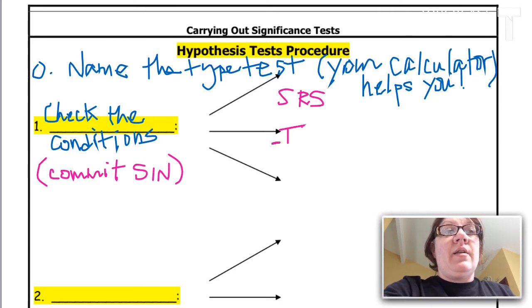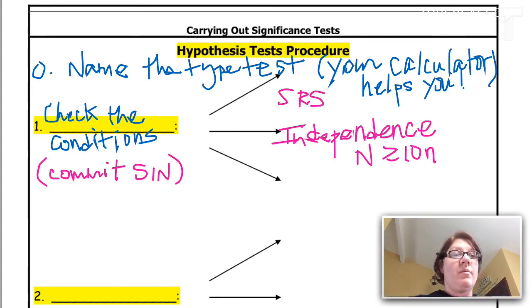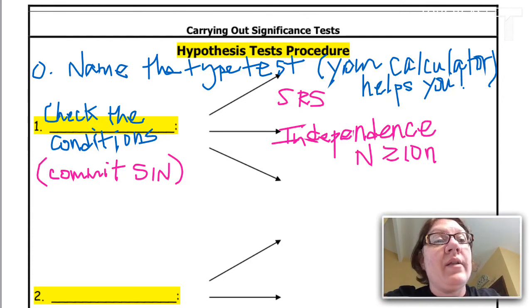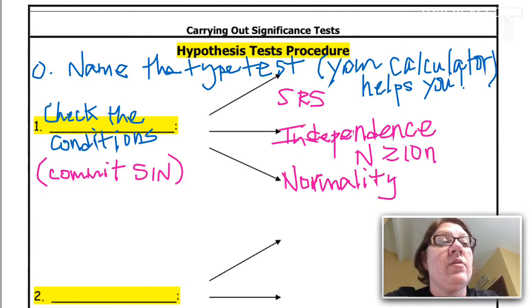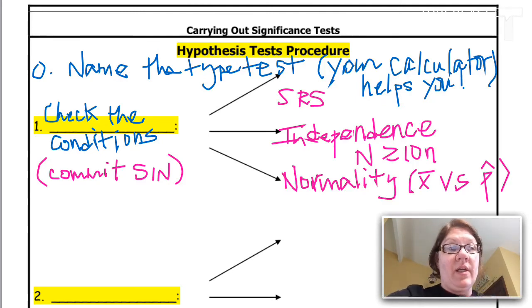And independence, but the way that we check independence is by making sure that the probability rules are preserved. That's the importance of independence. And so we check it by assuming that n, capital N, is greater than or equal to 10n. And then your normality check. And remember, dependent upon whether you are doing means or proportions, the rules are a little different. So x bar, we use CLT, and p hat, we use n times p and n times 1 minus p, both greater than or equal to 10.